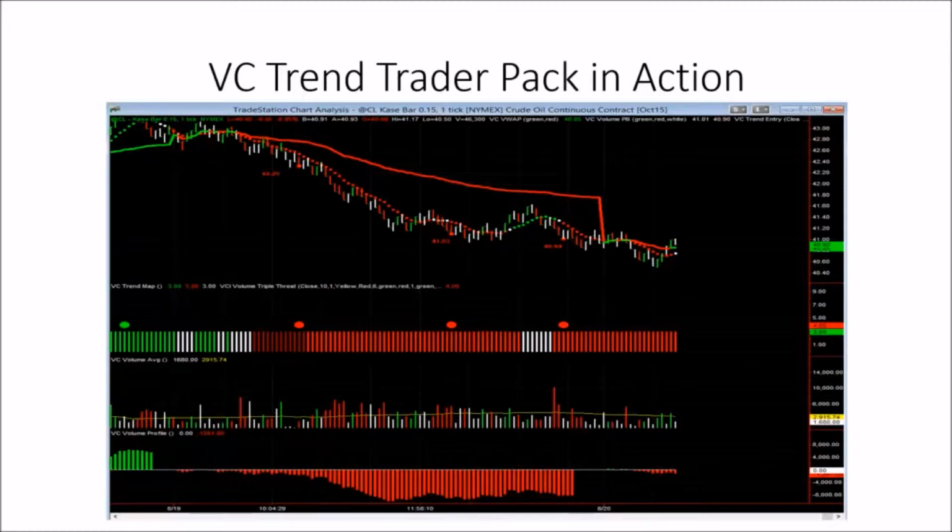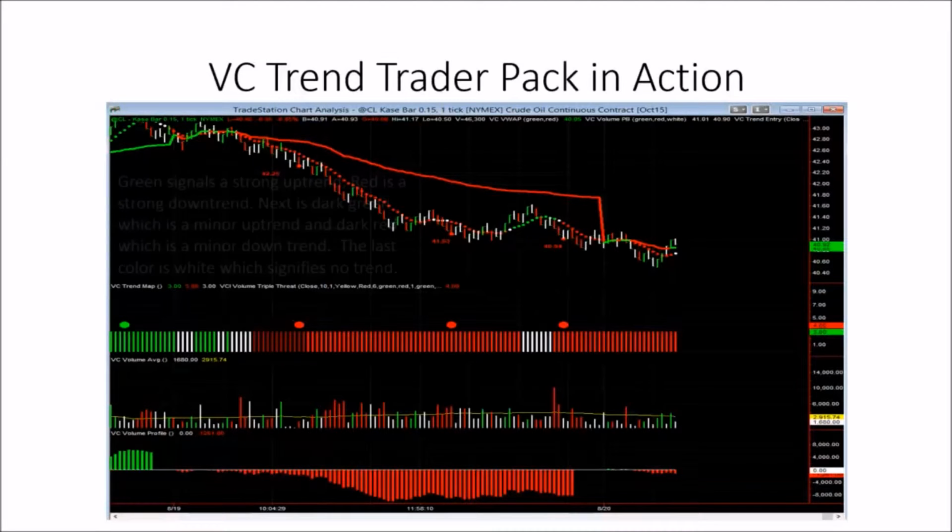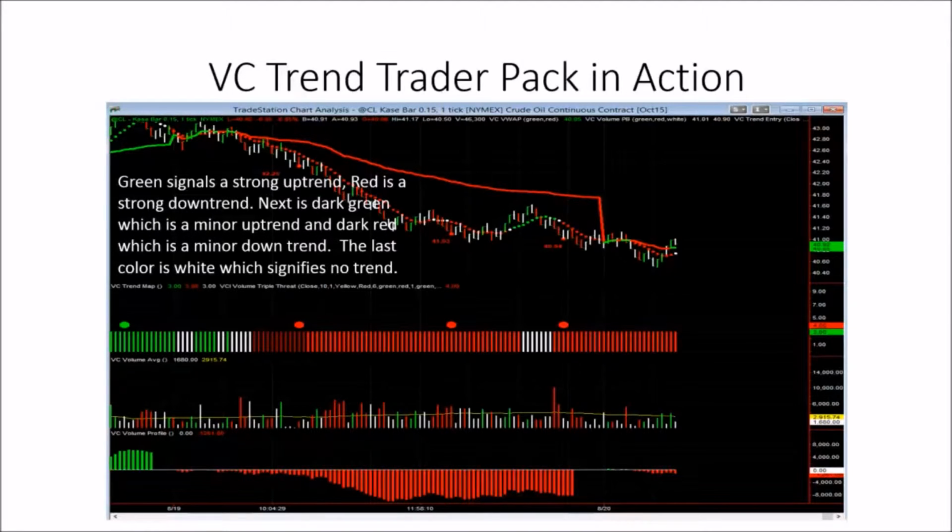So here we can see all the indicators, and I'm going to run through and explain each one. Here is the VC trend map, which is our long-term trend filter, and there are 5 colors that it will output. Green signals a strong uptrend, red is a strong downtrend. Next is dark green, which is a minor uptrend, and dark red, which is a minor downtrend. The last color is white, which signifies no trend.